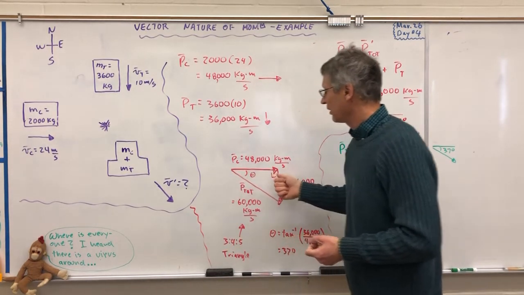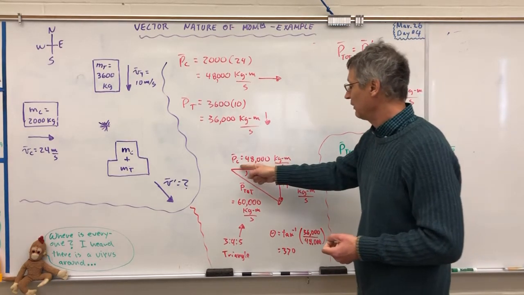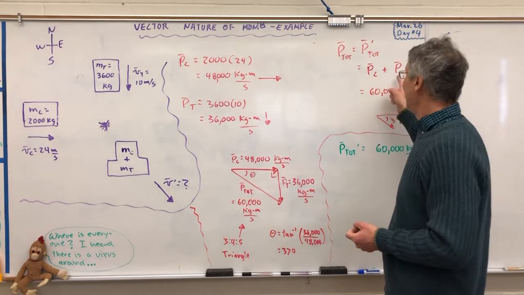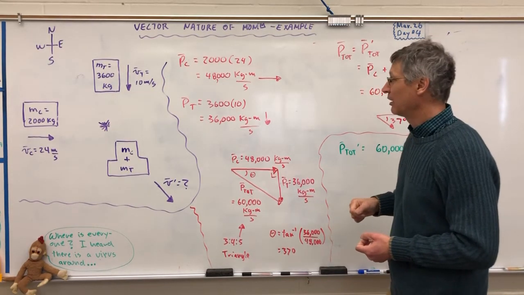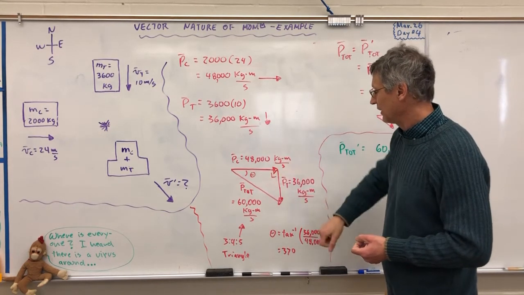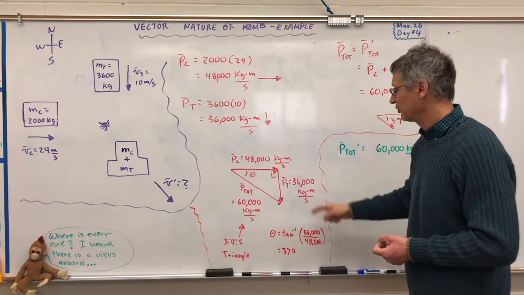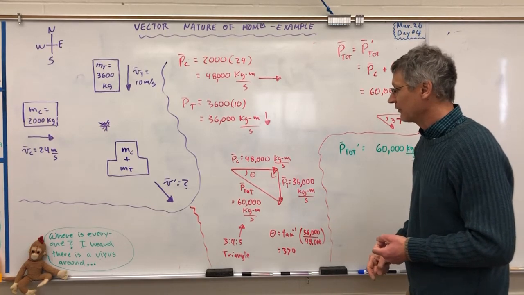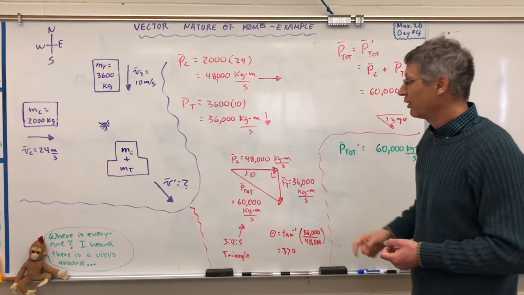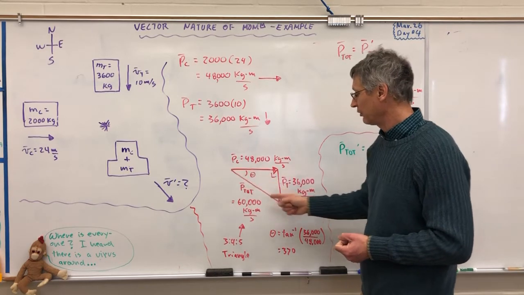Here's my vector diagram right here. First I put down the momentum of the car, 48,000 kilogram meters per second, straight east. Then I add on to that the momentum of the truck. So I pick it up, plop it down, tip the tail like that, 36,000 kilogram meters per second, straight south. And my resultant, my answer, what I'm looking for, the total momentum of everything before the collision, there it is, from where I start to where I finish.